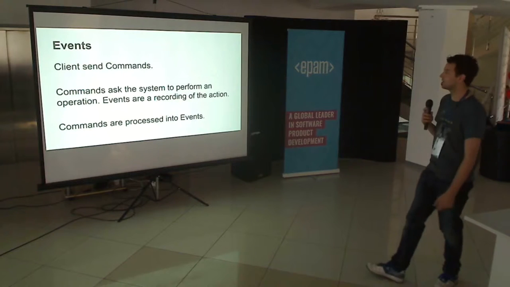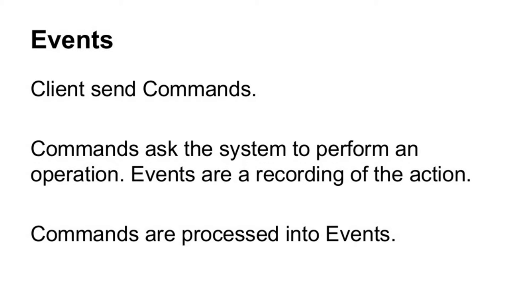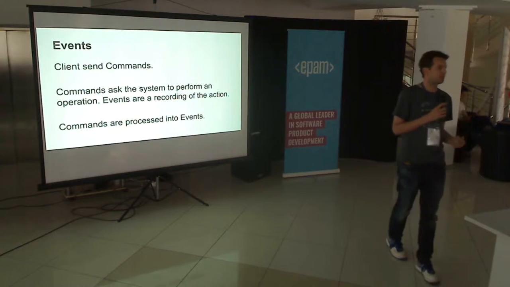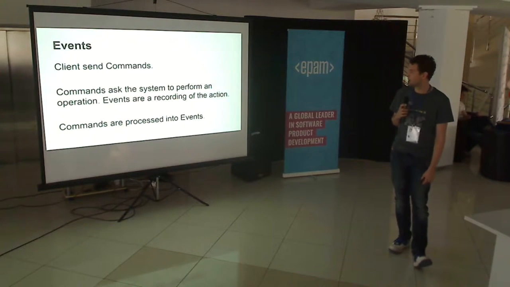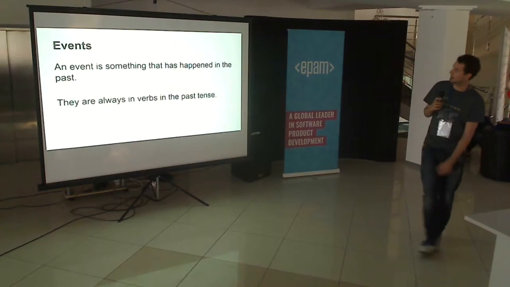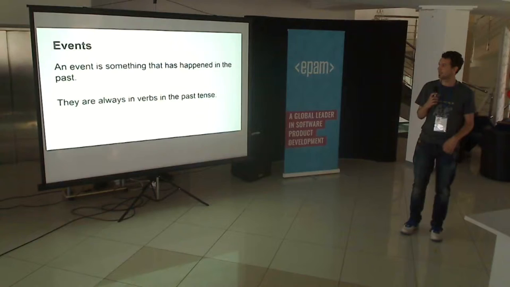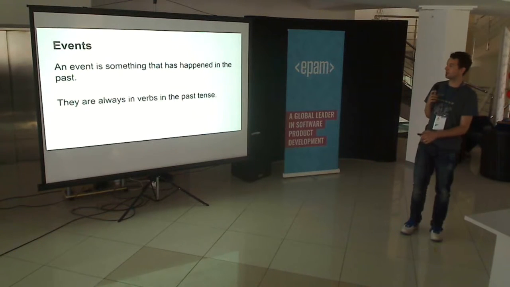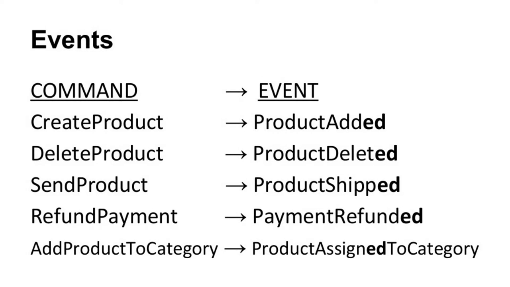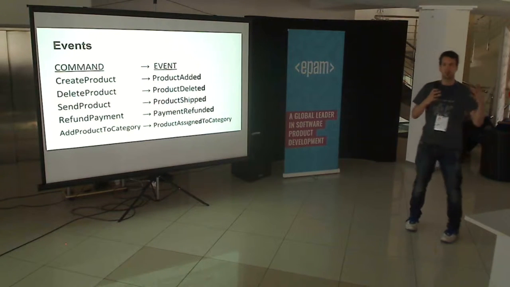Okay, so the client sends us commands. They tell us to do some sort of operation, and on the server we take the command and we transform it into an event. The event is the reporting of the action, and an event is something that has happened. It's always something that has already happened, and they are verbs in the past tense. So if the client says create a product, we turn that into product created, or delete product, product deleted. It's always in the past tense, because it's something that has happened, it's an event.